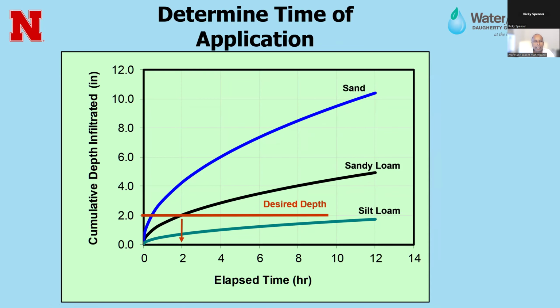And how much water to apply. If we want to apply a certain amount of water, the depth, we need to understand what soil type we have, and then we adjust the time we need to apply so we don't over irrigate and so on.